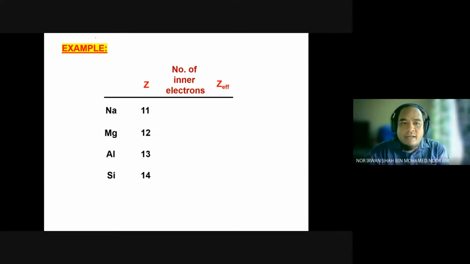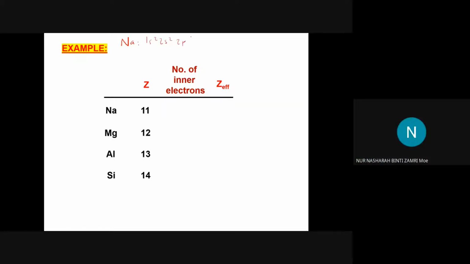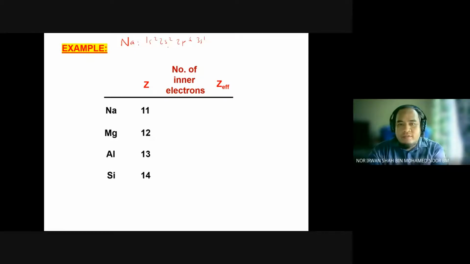Okay, sekarang saya nak tanya. Siapa-siapa boleh tak bagi saya, can you guys, anyone please, what is the electron configuration of sodium? Come on, siapa nak cuba? Who wants to try? Electron configuration of sodium. 1s2, 2s2, 2p6, 3s1. Okay. Seterusnya, kalau you guys tengok pada this electron configuration, sodium atom has how many inner electrons? How many inner electrons are there in this sodium atom? 10. Yes.